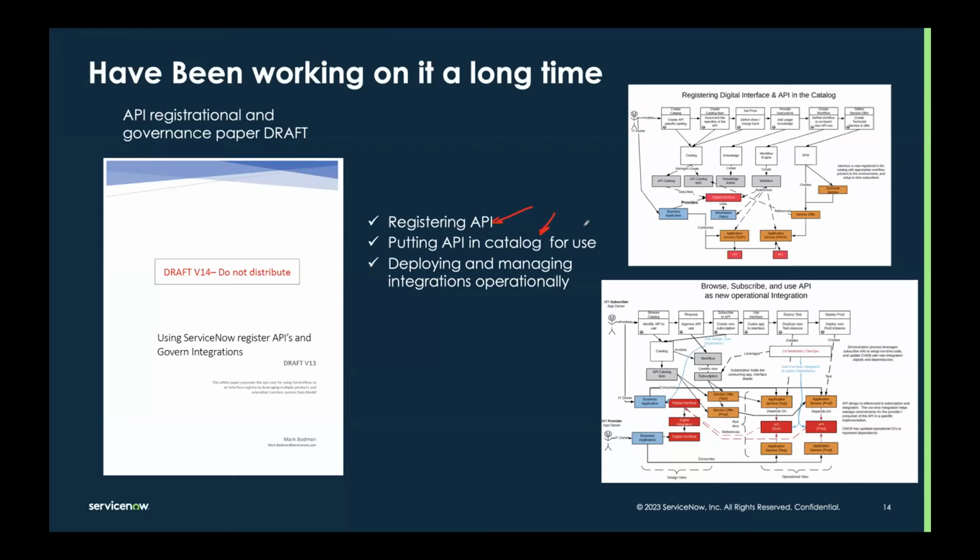I think somebody brought that up. Product models would make it even easier. You can use APIs as a product type, a product model type, and then do this. This is something we think about in the paper as well. And the last thing is deploying and managing integrations operationally, which is what I covered while Nick was on, and how we're going to be collecting this information from an operational point of view.